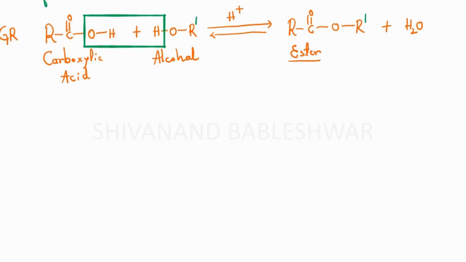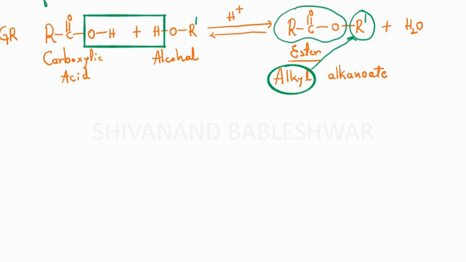Esters in IUPAC terminology are called alkyl alkanoate, A-L-K-A-N-O-A-T-E. One has to remember that this alkyl group is this part, called alkyl, and the remaining part, that is C double bond O and O, is called the alkanoate part. Now let us have one example.